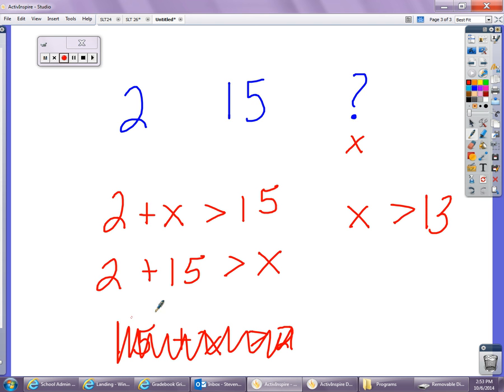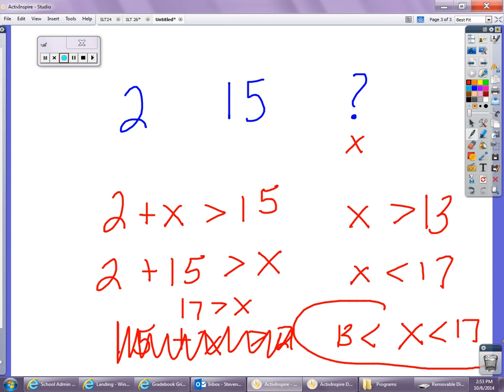If you solve this one, subtracting 2 on both sides, you get x is greater than 13. And if you solve this one, you get 17 is greater than x, which if you turn that around means x is less than 17. So our range is that x is between 13 and 17. x could be any number between, but not including, 13, all the way up to 17, but not including 17.